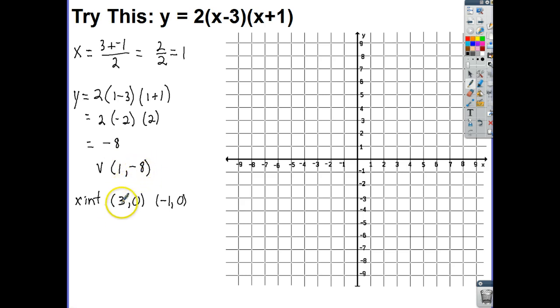We just write these down because we can extract them straight from the problem. So it's going to have x-intercept at the opposite of this, 3, 0, and the opposite of 1 is negative 1, 0. Now we graph these. So we have 3, 0. We have negative 1, 0, our x-intercepts, and our vertex is at 1, negative 8. And then we do our best to draw a curved line through here. Gee whiz.